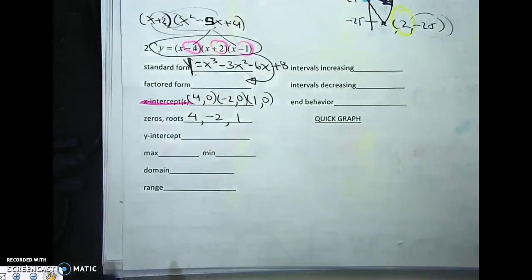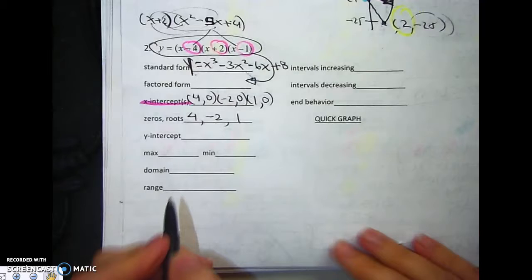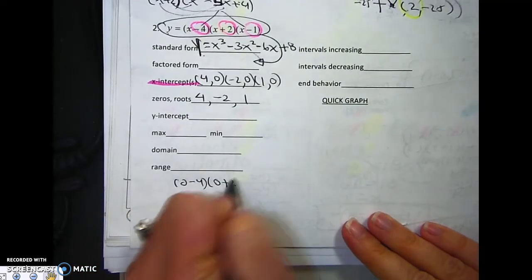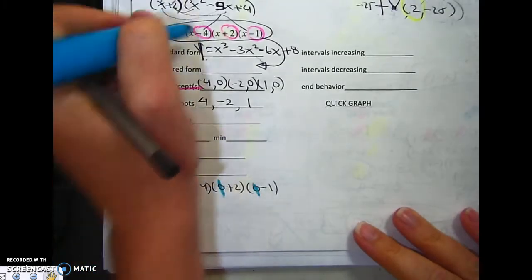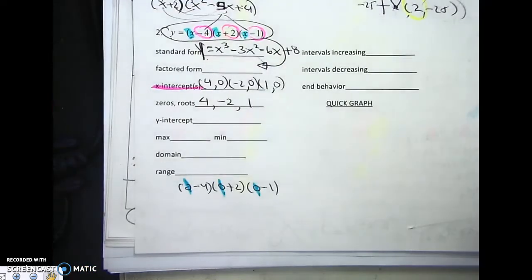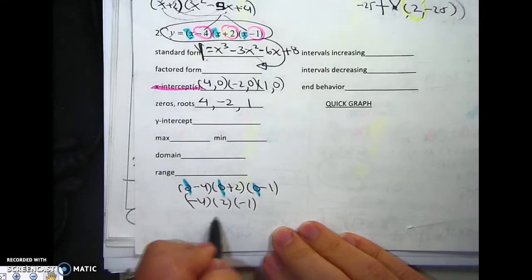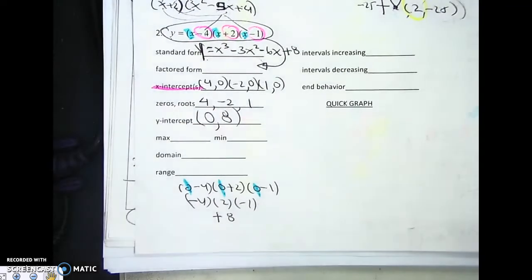The y-intercept. In order to get the y-intercept, I need to plug in 0 for my x. So let me do the work down here. 0 minus 4, 0 plus 2, 0 minus 1. So I'm taking that, plugging in 0 for my x. Then I get negative 4 times 2 times negative 1, which is positive 8, 0, 8.